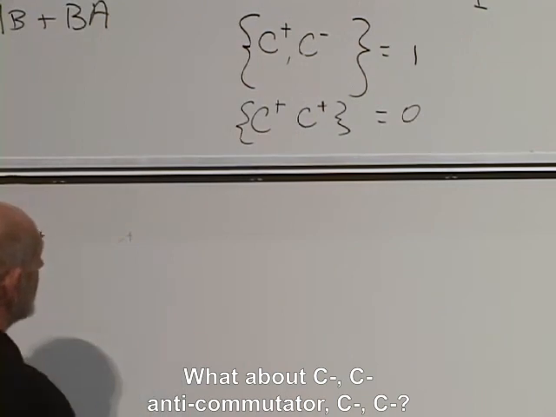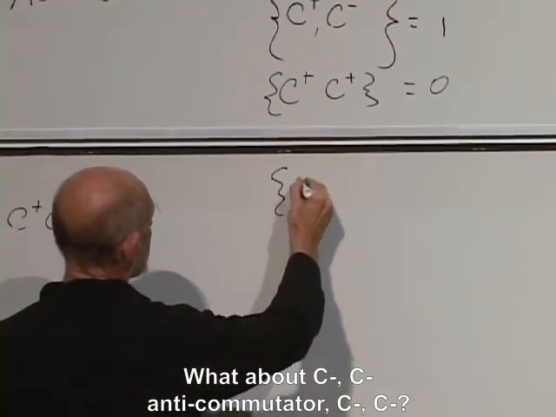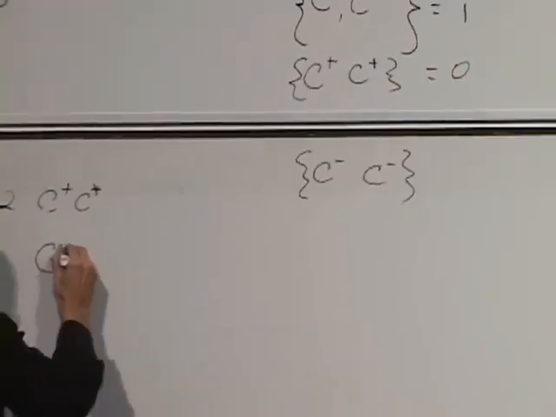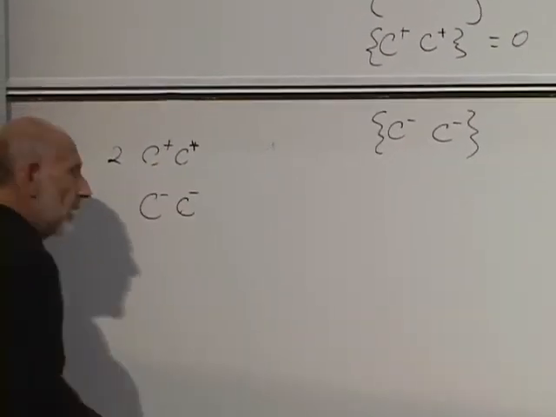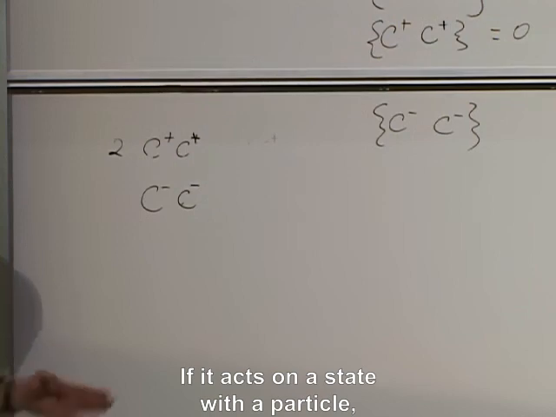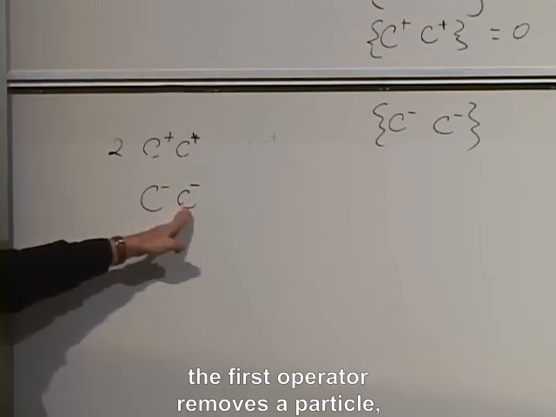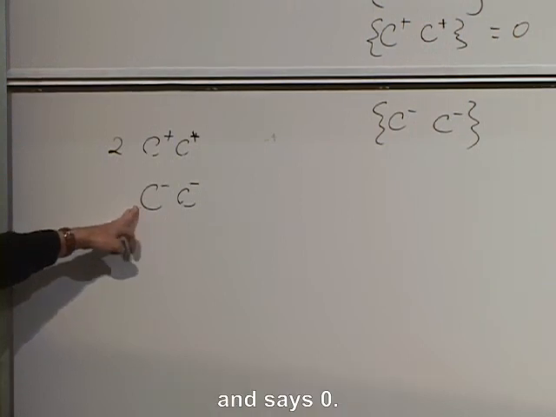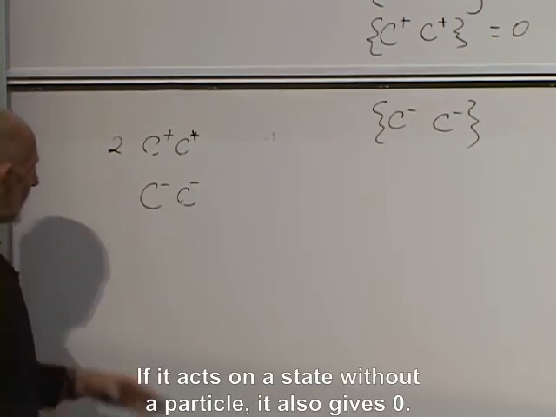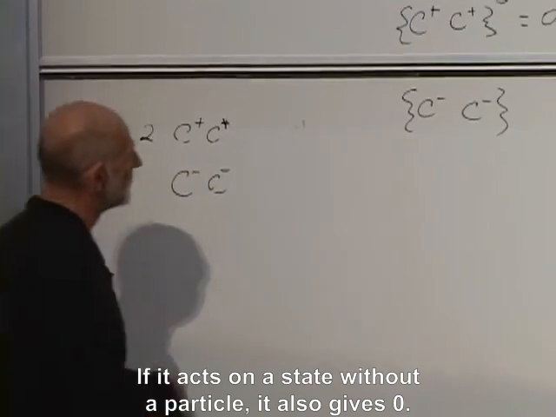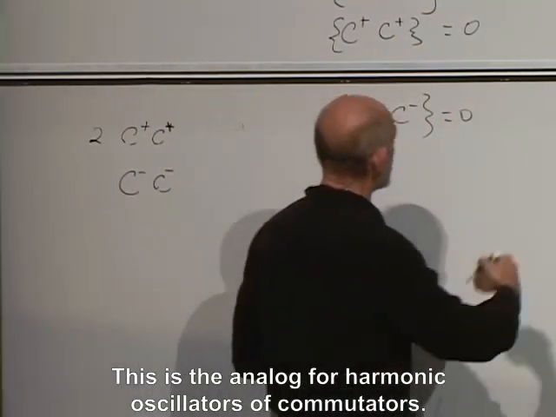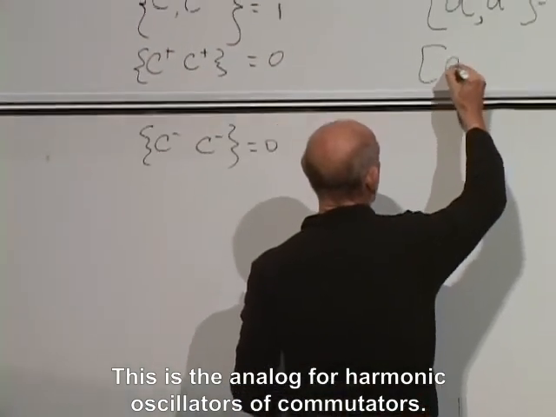What about C minus? The anti-commutator of C minus with C minus is just twice C minus squared. If it acts on a state with a particle, the first operator removes a particle, and the second one looks for a particle, can't find one, and says 0. If it acts on a state without a particle, it also gives 0. This is the analog for harmonic oscillators of commutators.